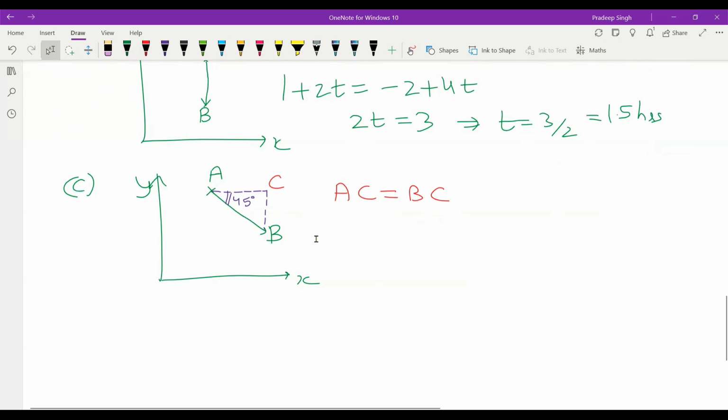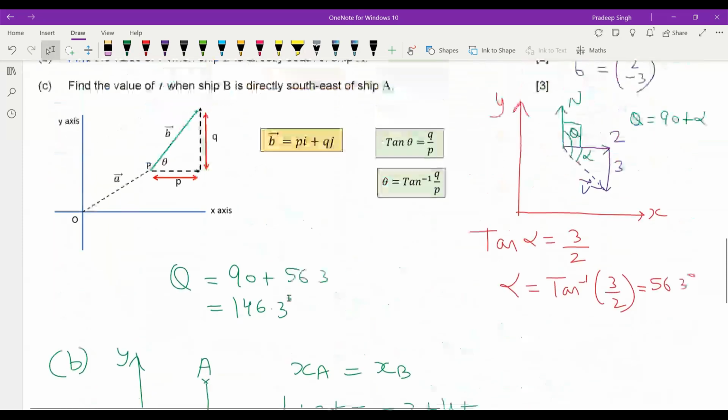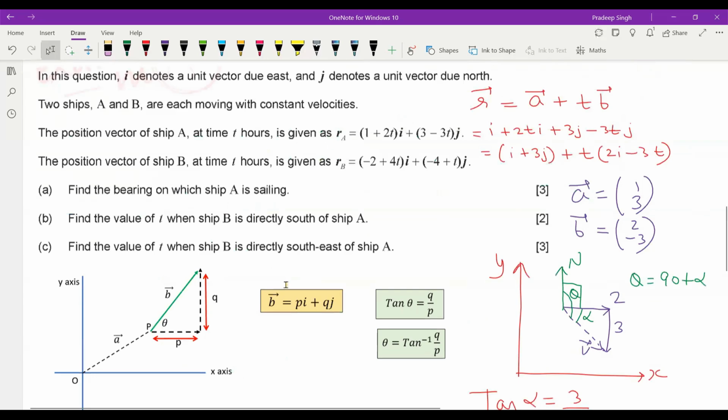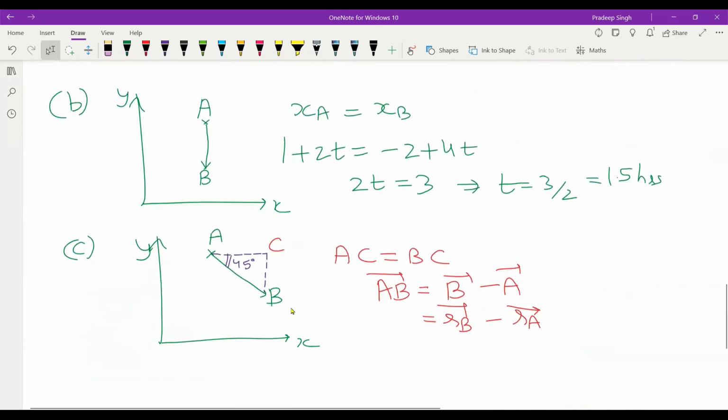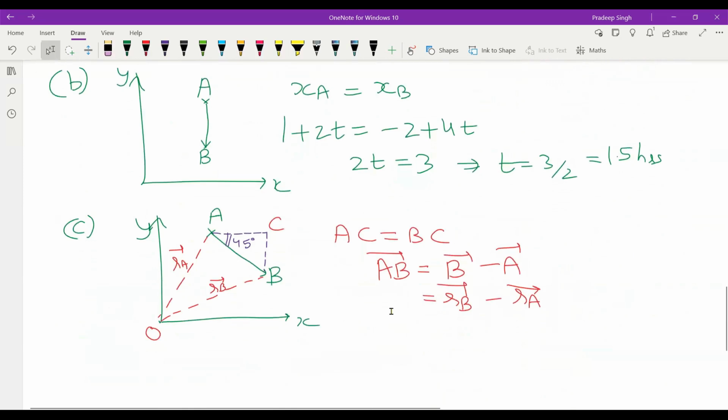How do we figure out AB? The vector AB is represented by B minus A, where B stands for the position vector of point B. Let's write that as RB. And A is the position vector of ship A after time t. Back to the question, we had been given the position vectors of ships A and B after time t. So to denote that in the diagram, if we connect the origin with point A, that will be our RA vector. And if we connect the origin with B, that is the RB vector. And if we do the subtraction, RB minus RA, that will give us the AB vector.